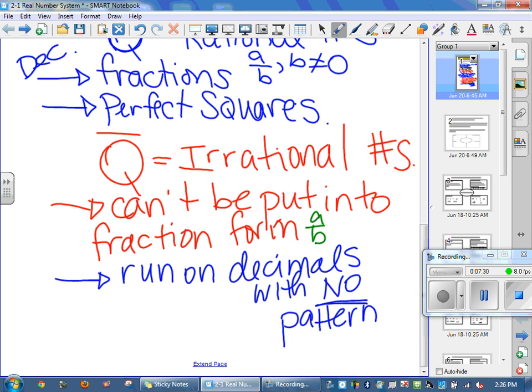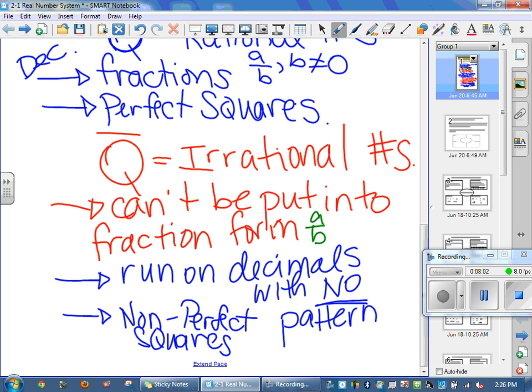Now, what kinds of numbers give you run-on decimals? Non-perfect square roots, we figured out from last chapter. From our last unit, we found out that perfect squares had decimals that end or repeat, and we found out that non-perfect squares are decimals that run on forever and they do not have a pattern. So these guys are non-perfect square roots. Okay, so non-perfect squares go there.